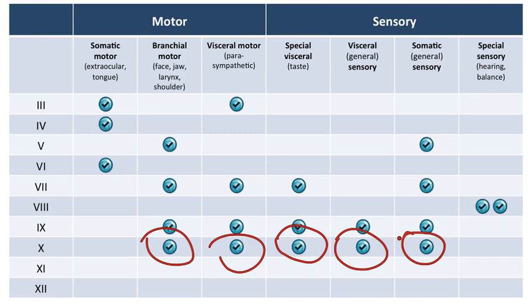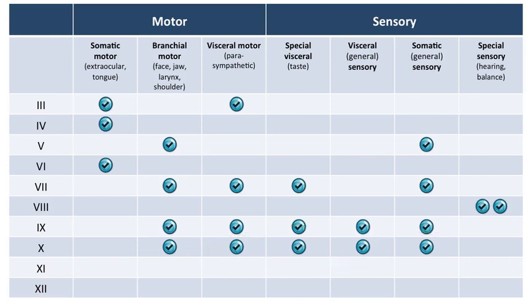So I want you to notice that nerves 7, 9, and 10 are all very complicated nerves. They're mixed nerves. They're mixed with multiple subcomponents for motor control and sensory processing. But they are complicated in very similar ways. So hopefully that will help you in your understanding of these nerves.